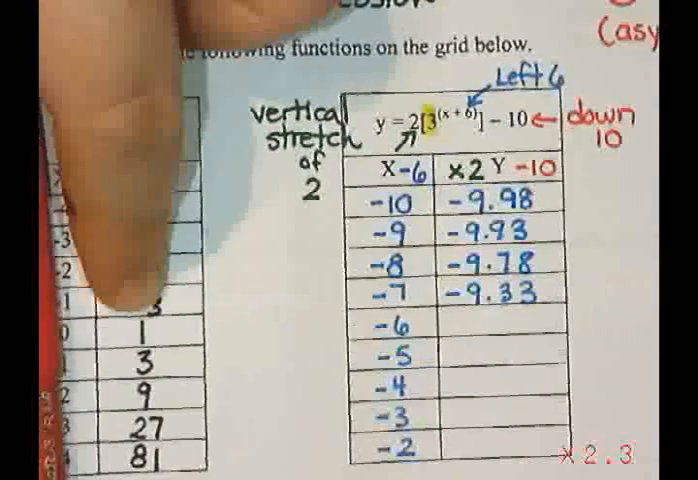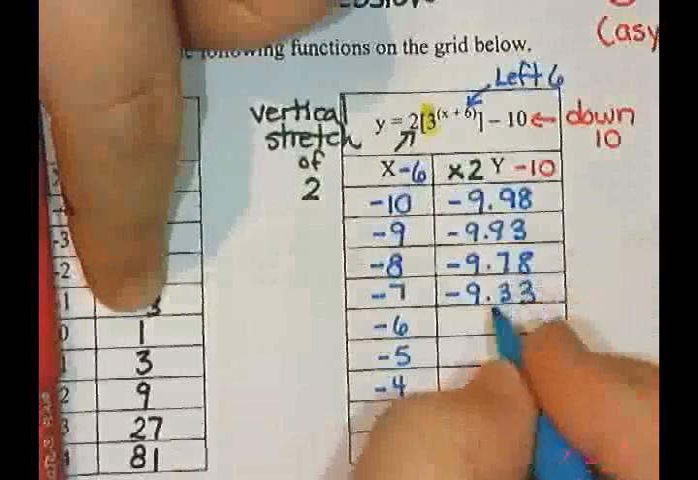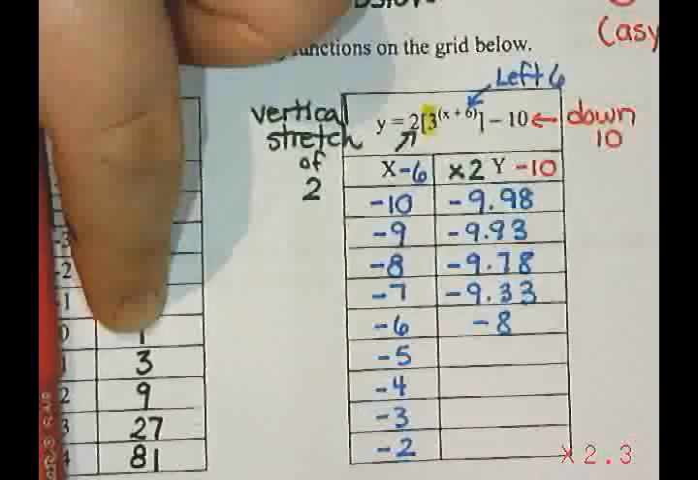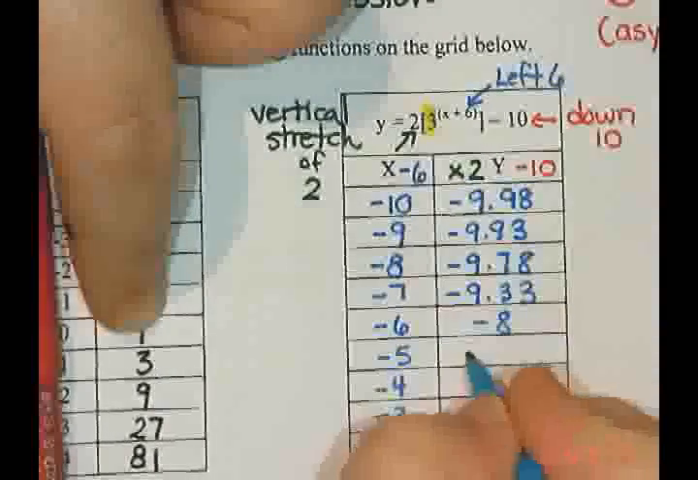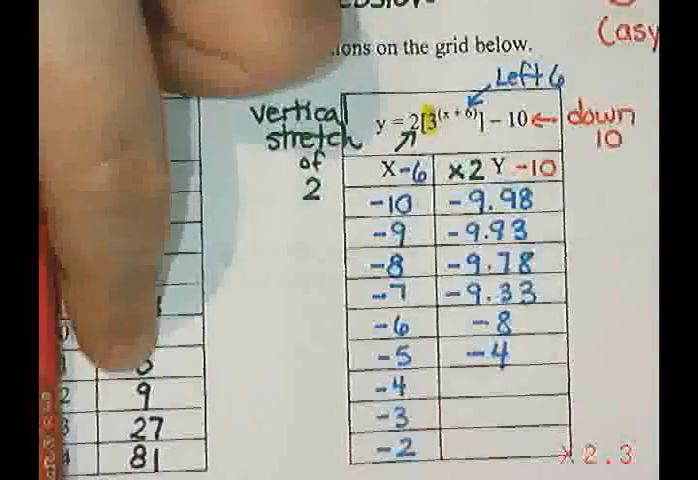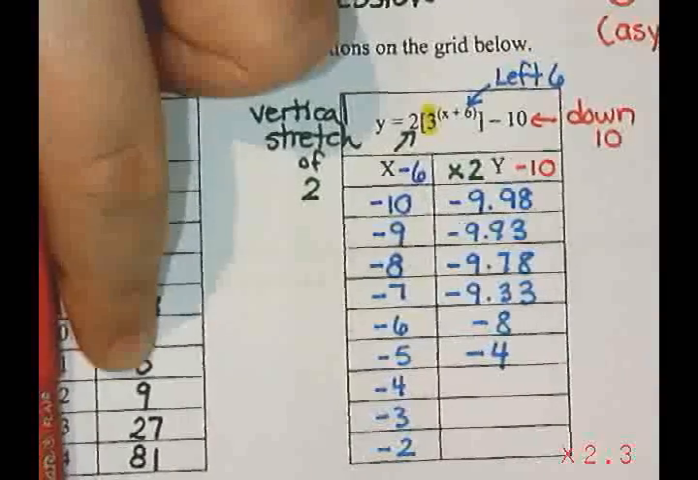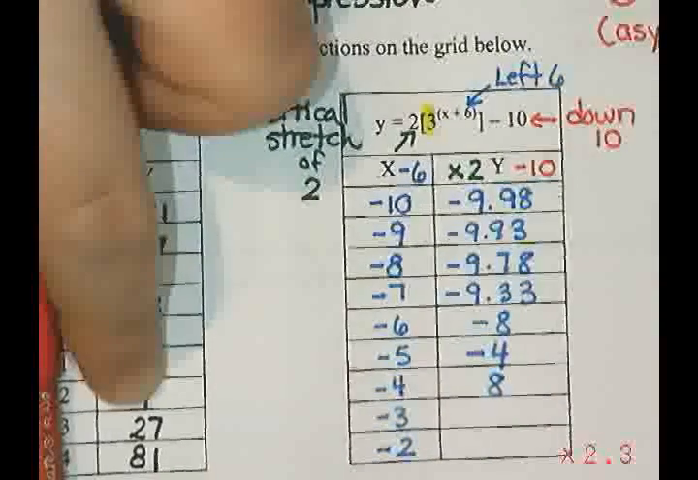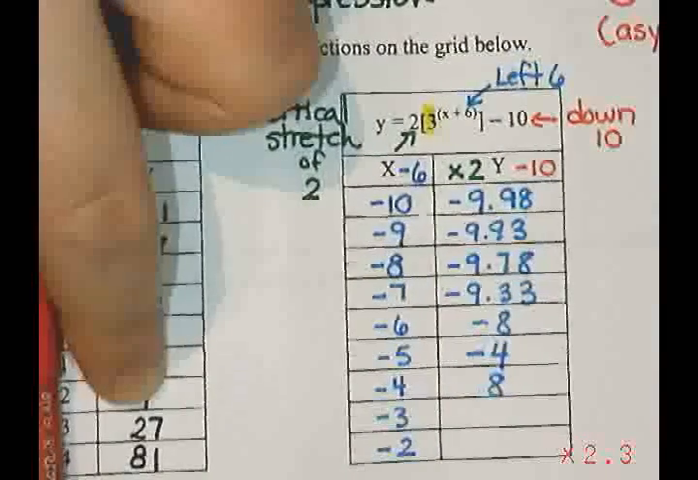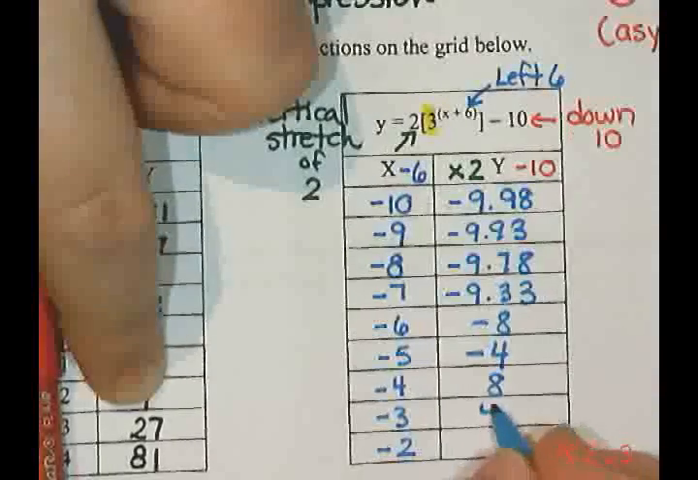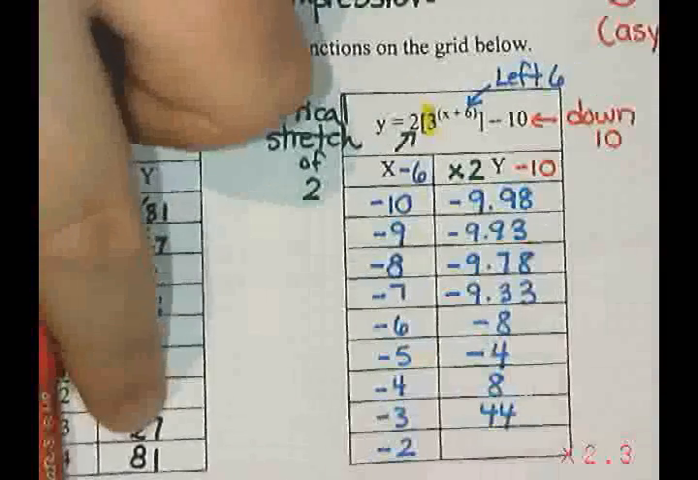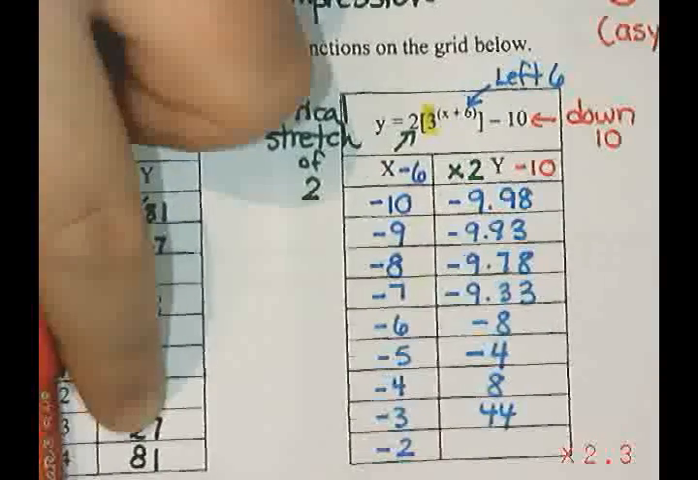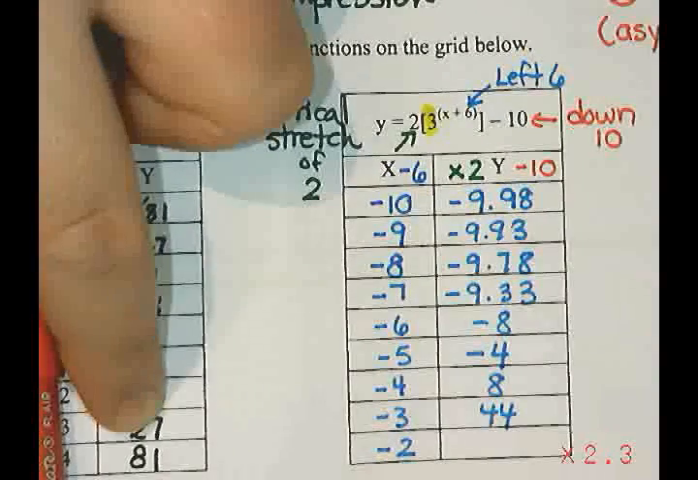1 times 2 minus 10, at least I'm out of the decimals, is negative 8. 3 times 2 minus 10 is negative 4. 9 times 2 minus 10 is 8. 27 times 2 minus 10 is 44. And 81 times 2 minus 10 is 152.